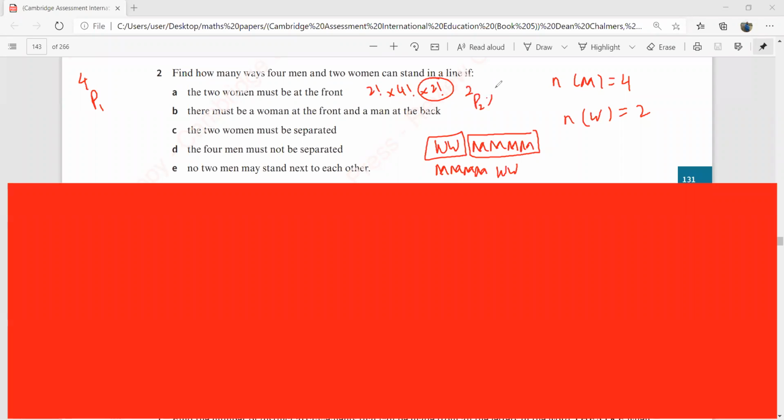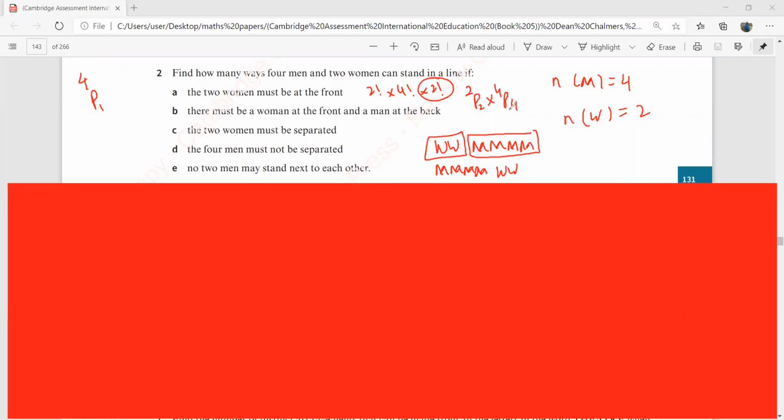But sir, they're not specifying that. They're only saying there must be a woman at the front and a man at the back. We don't have to keep all of the men together. Exactly. But that is for the case when you have to have 1 man and 1 woman. Now we are keeping both the two women and all the 4 men together.